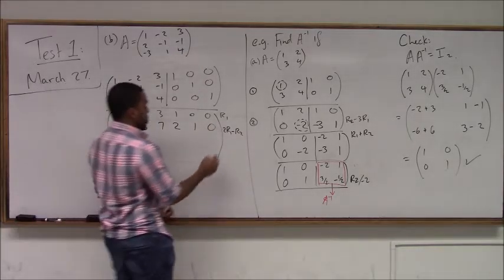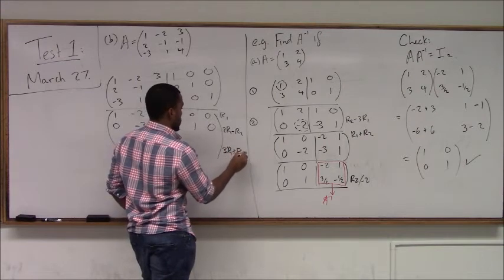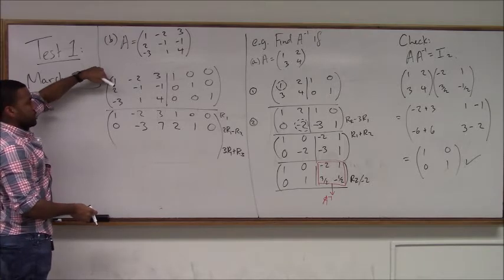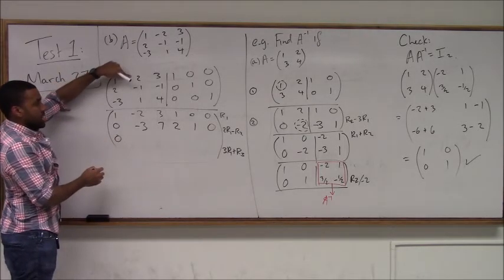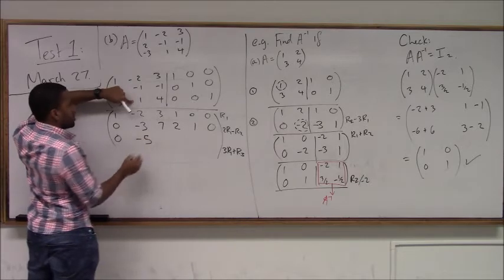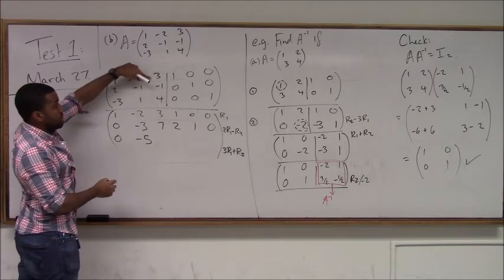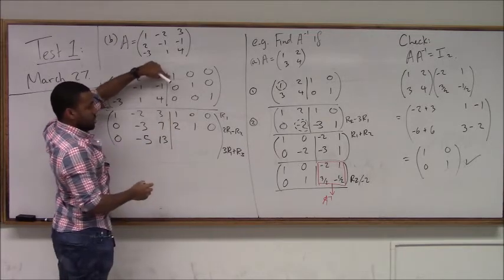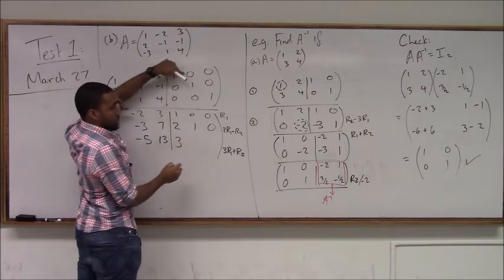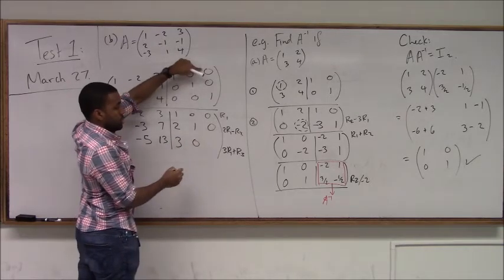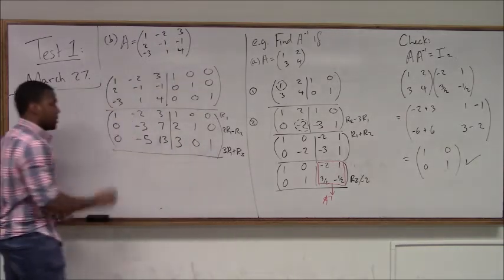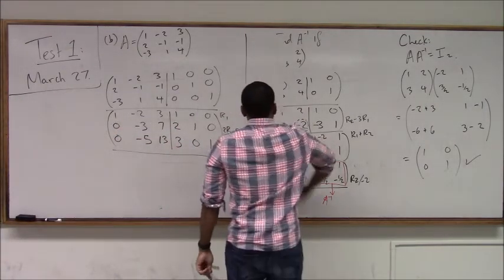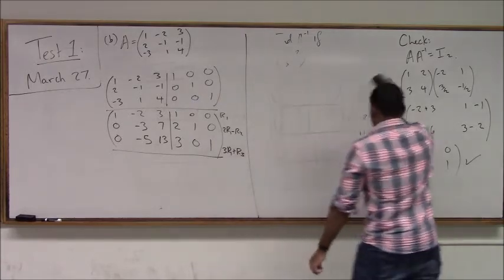And then here I can do 3 row 1 plus row 3. 3 times this is 3 plus that is 0. That's minus 6 plus 1. 9 plus 4. 3 plus 0. 0 plus 0. 0 plus 1. What's another step here?